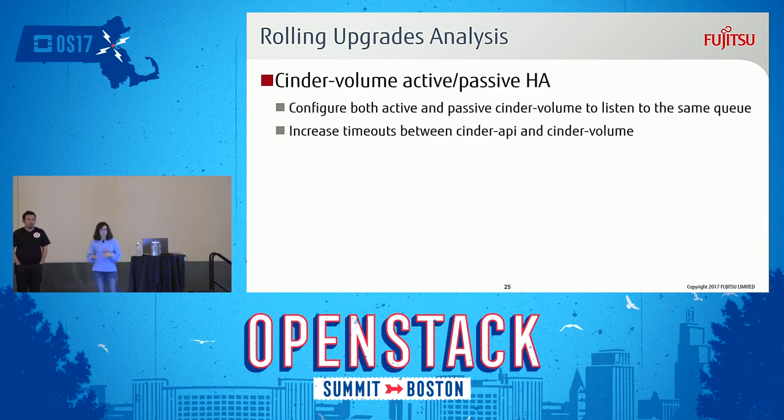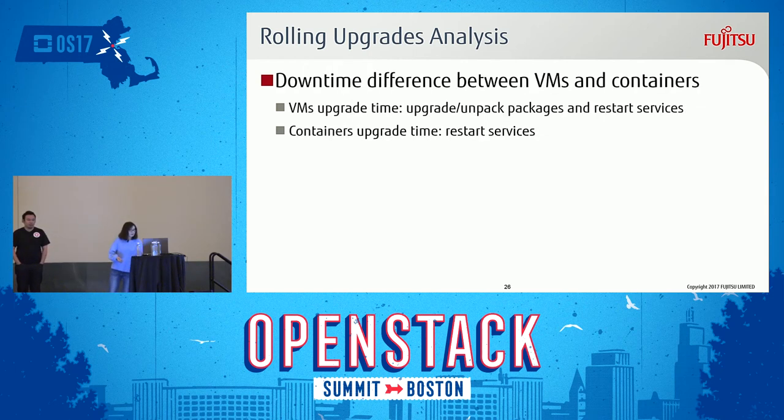Or we can increase the timeouts between Cinder API and Cinder volume. So while we're upgrading Cinder volume in the backend, the Cinder API will hold all the API requests until it hits the API timeout. And if we can finish the Cinder upgrade before the API hits the timeout, we will not see any API failures either.